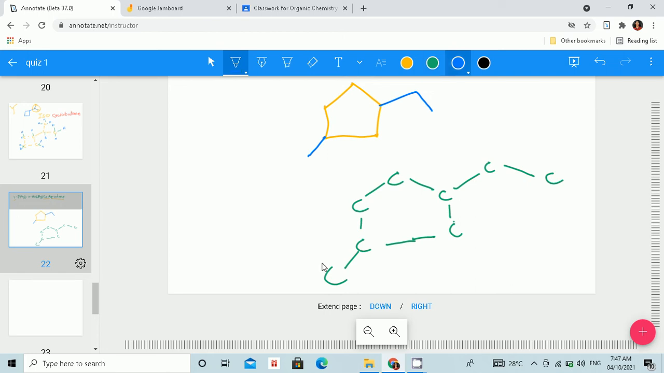And then we will distribute the H's. This one has only one H. This one has 2, this one has 2, 2, 1. Then distribute the H's. So H, H. Okay, so this is our complete structure.